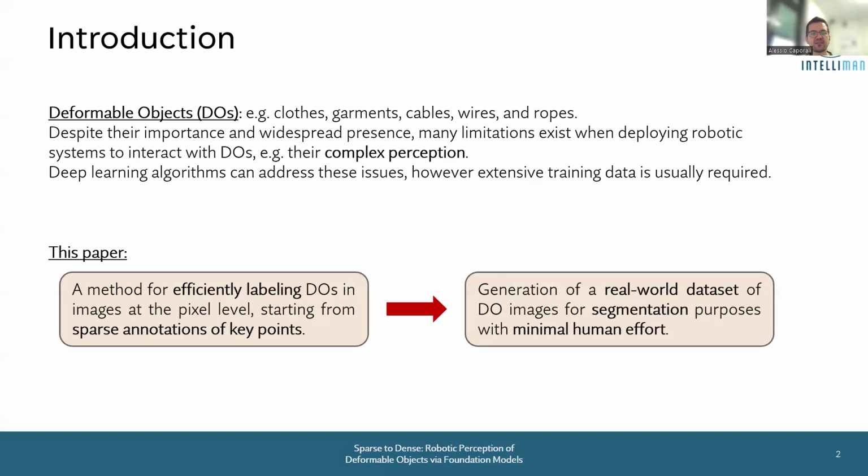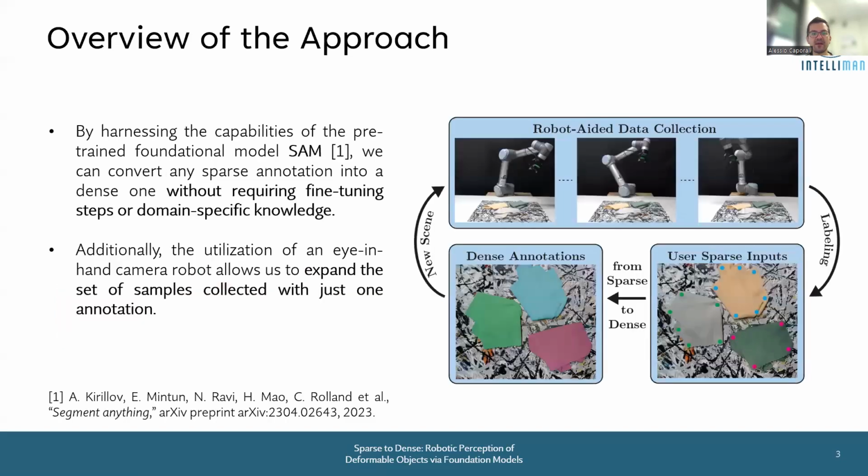This paper proposes a method for efficiently labeling DOs in images at the pixel level, starting from sparse annotation of key points. This allows the generation of a real-world dataset of DO images for segmentation purposes with minimal human effort. By harnessing the capabilities of a pre-trained foundation model, specifically the Segment Anything Model, we can convert any sparse annotation into a dense one without requiring fine-tuning steps or domain-specific knowledge.